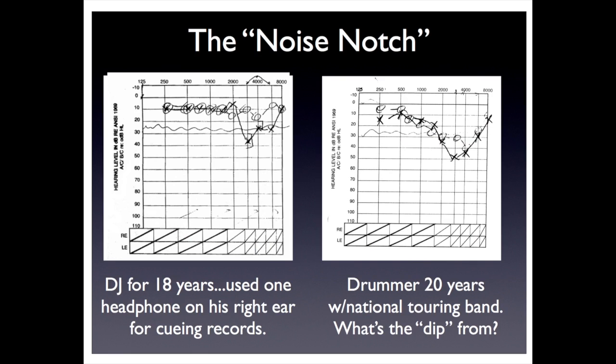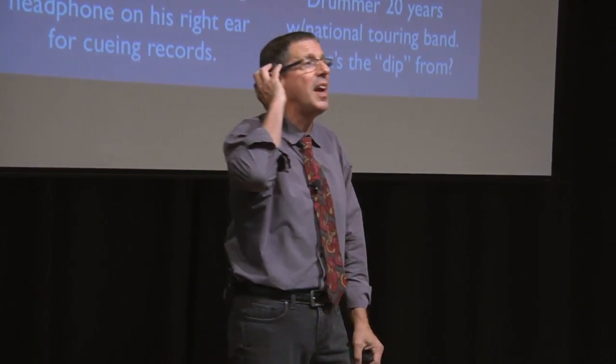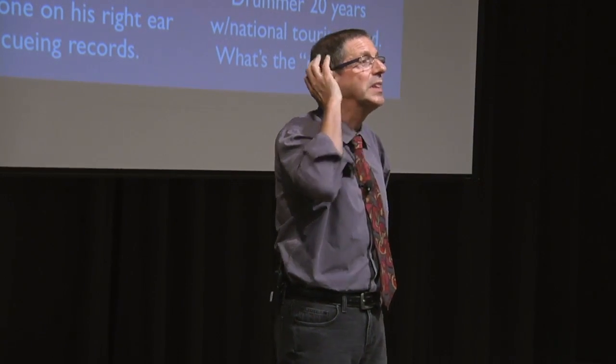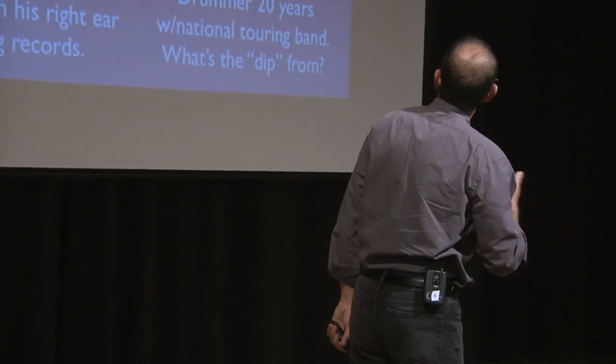Here we have examples of professional audio and music people suffering from what we call a noise notch. What's interesting is the nature of the loss. It's not the same in each ear. Well, in the case on the left, we've got a DJ. X is left, O is right. The DJ would cover his right ear with the headphone to cue up the next record, and the left ear was exposed to the room. So the left ear suffers more damage. We have a drummer on the right. Same thing, more loss in the left than the right.